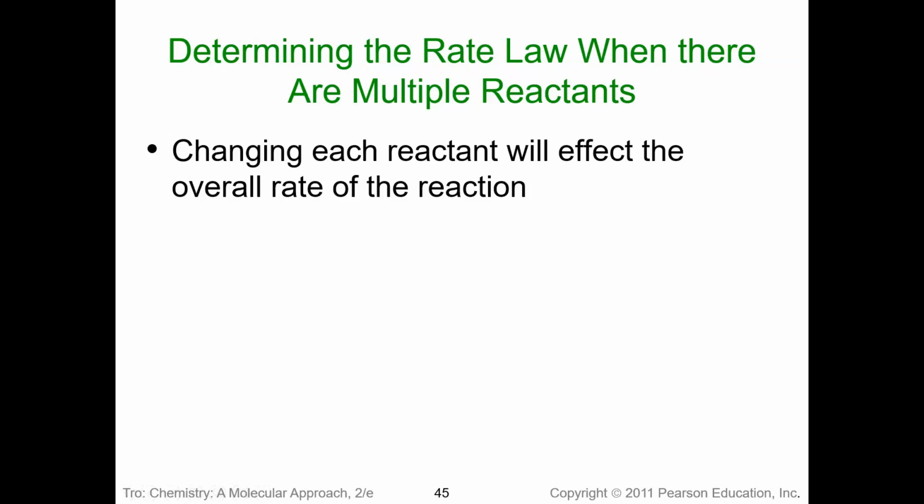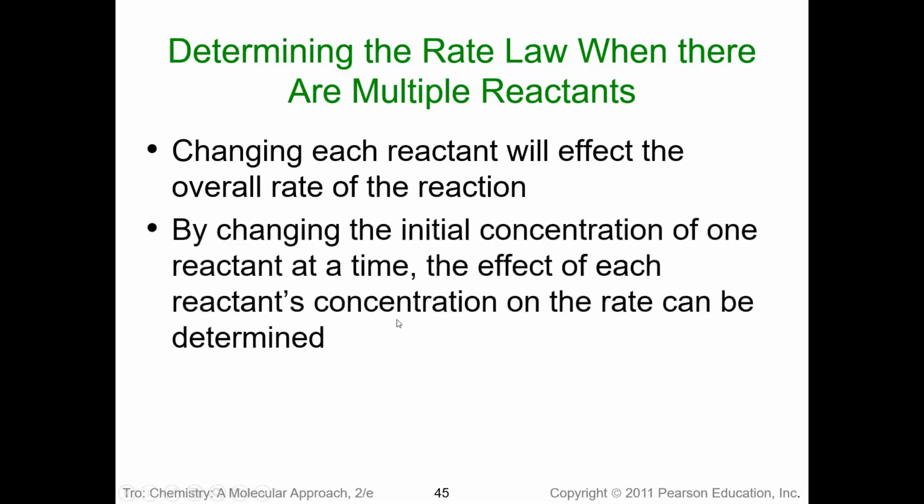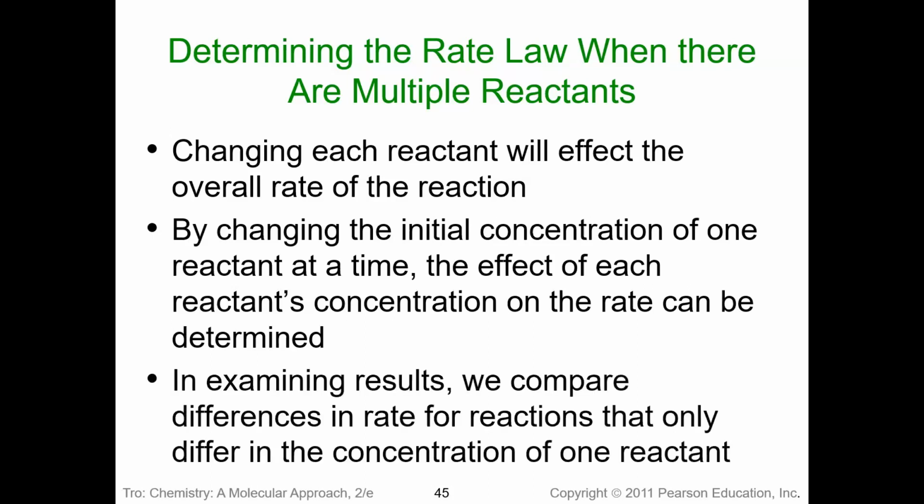So if we change the reactant, it will affect the overall rate of the reaction. By changing the initial concentration of one reactant at a time, the effect of the reactant's concentration can be determined. So what does that mean? We hold one reactant constant and only change the other one. Therefore, any change in the rate of the reaction must be due to the one that we change. So in examining the results, we compare the differences in the rates for the reactants that only differed in the concentration of one reactant.